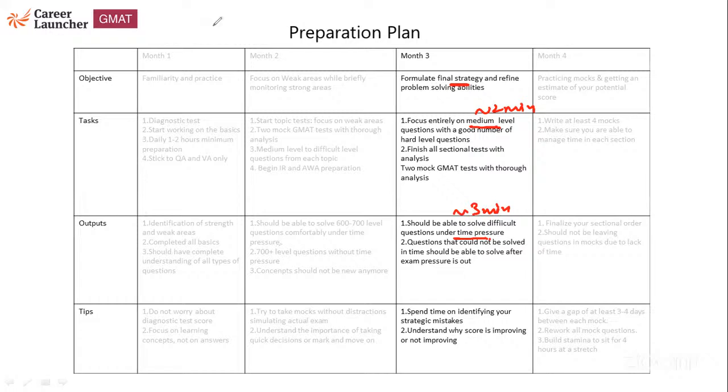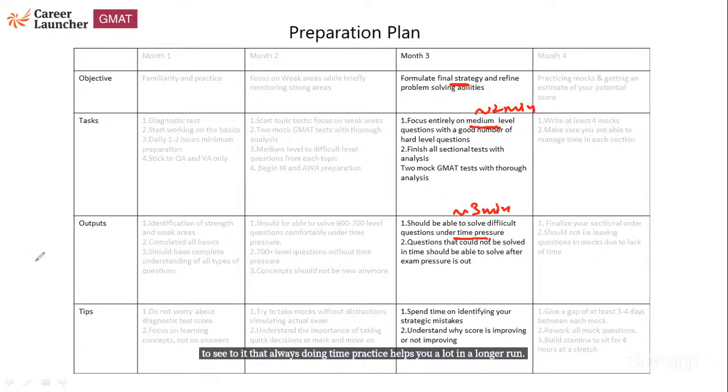Always do timed practice. A lot of the time people take 5 minutes, 7 minutes to solve a question. You'll not be able to use that approach on the main exam. Mark that question, and come back again. So see to it that always doing timed practice helps you a lot in the longer run. Start from the beginning.